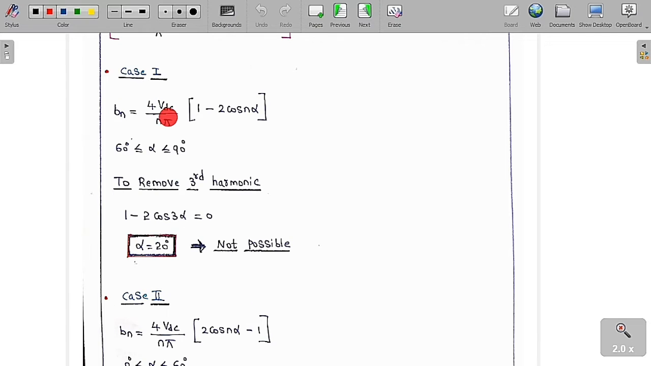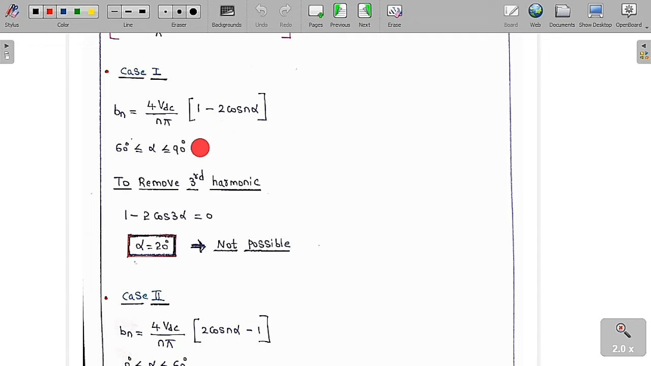Suppose for case 1, we will see. So what happens for case 1? We have already studied case 1, case 2 and case 3. For case 1, the Fourier series coefficient is 4 VDC by n pi times (1 minus 2 cos n alpha). That is the expression you are going to get for VAB. So here, Bn, the output voltage coefficient, is equal to 4 VDC by n pi times (1 minus 2 cos n alpha).